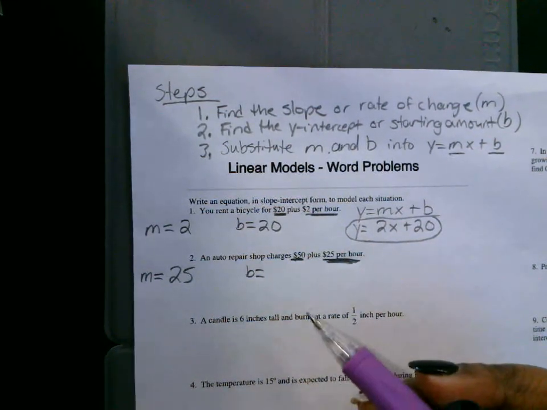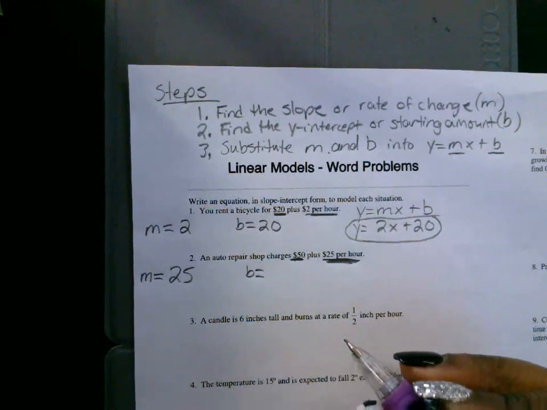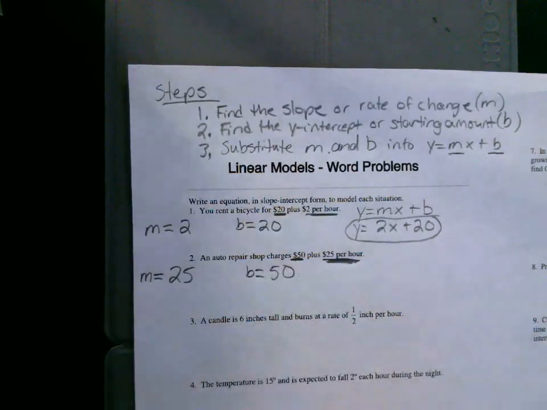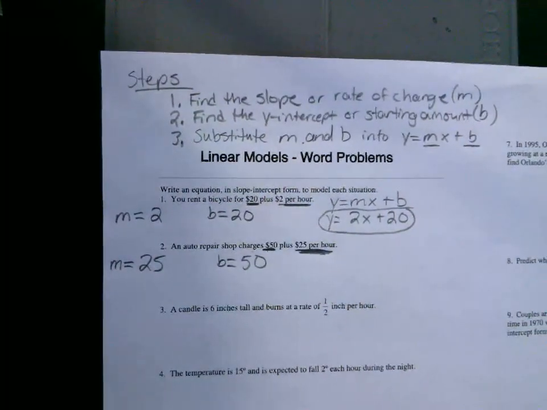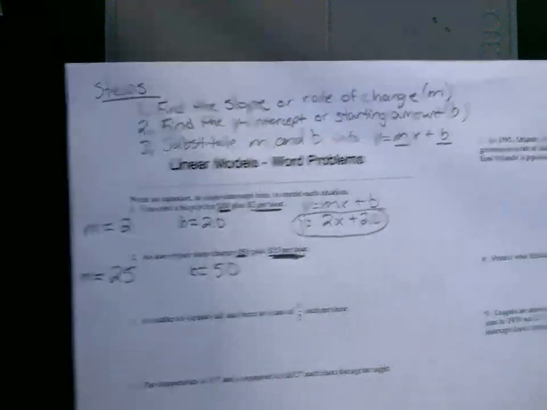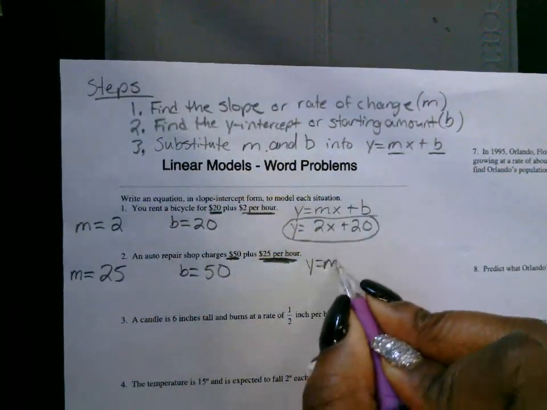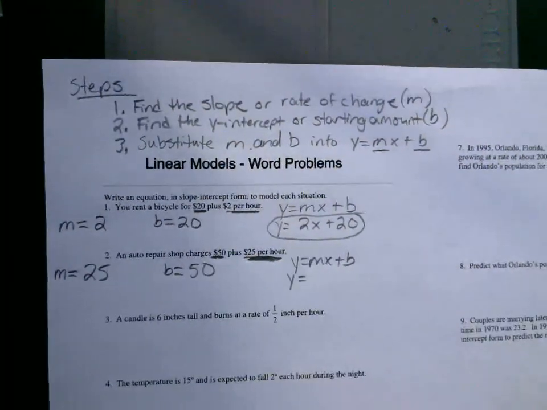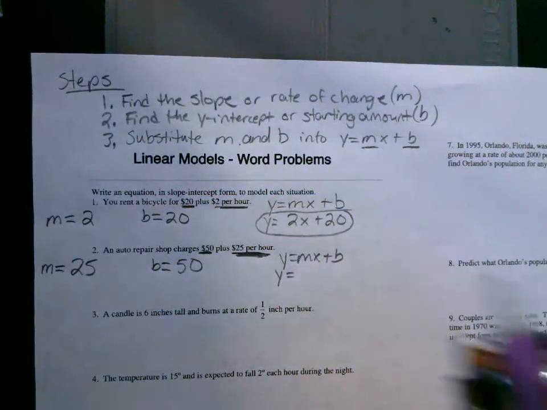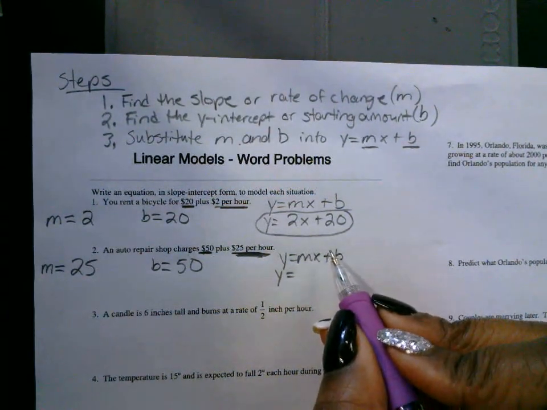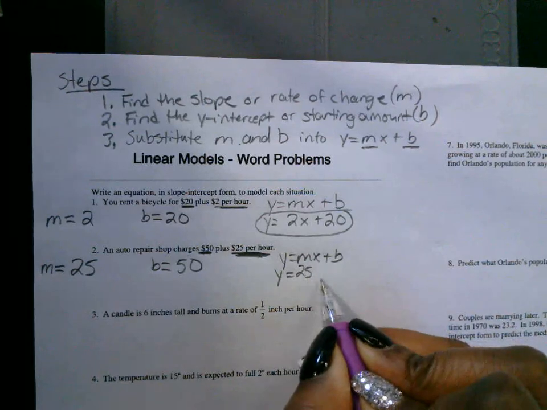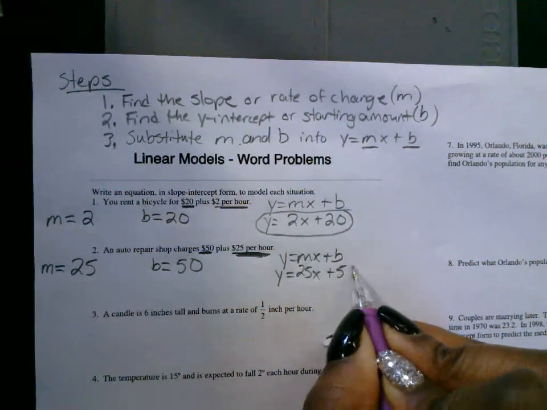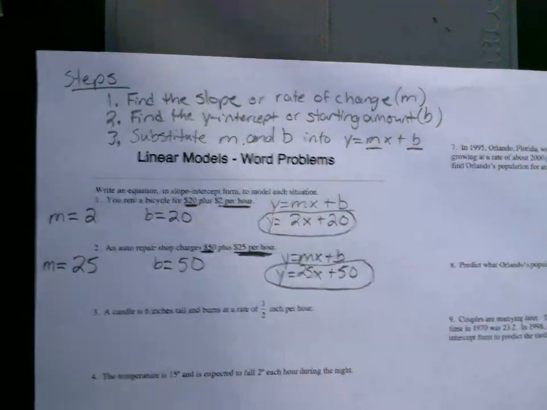Okay. What's going to be my starting amount, Bobby? You automatically have to pay that $50. How do I write this as an equation, Terrence? We're writing it in slope-intercept form. Go ahead. Y equals 25, 25 what? Plus 50. Very good. Okay. All right.